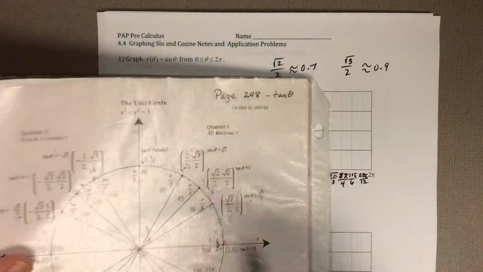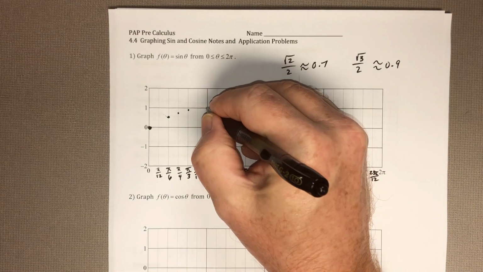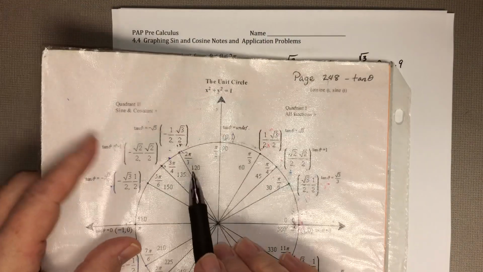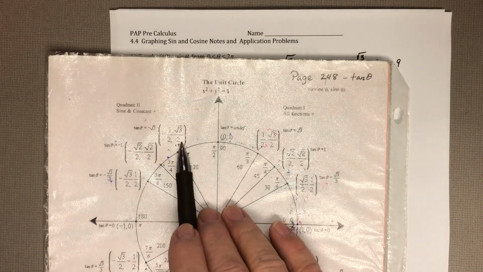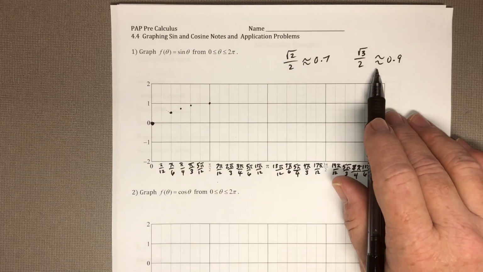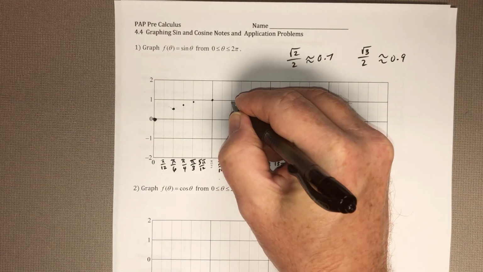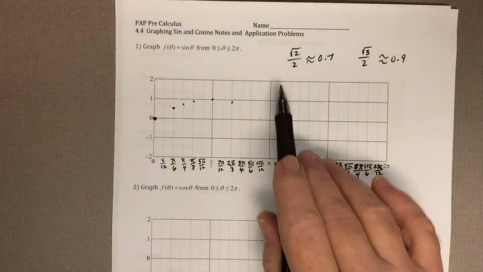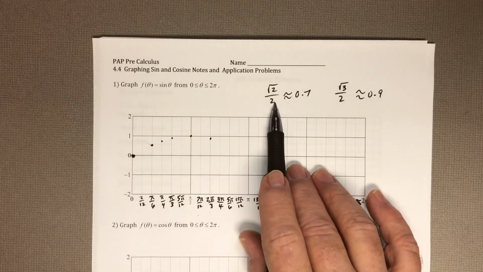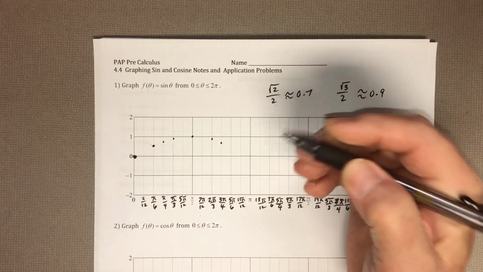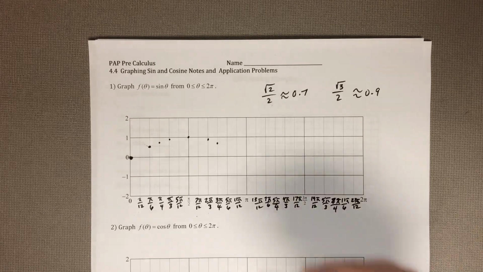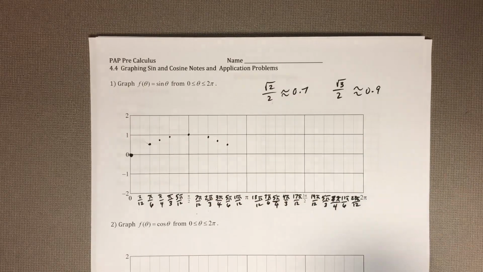5 pi over 12 is not on the unit circle, but pi over 2 is, and the sine is 1. So that sine is 1. 7 pi over 12 is not on the unit circle, but 2 pi over 3 is, and the sine is the square root of 3 over 2, which we approximated a moment ago to about 0.9, up in there. And then 3 pi over 4 is square root 2 over 2, which we approximated to be about 0.7. And then 5 pi over 6, the sine is 1/2. So that's 1/2, which is approximately right there.